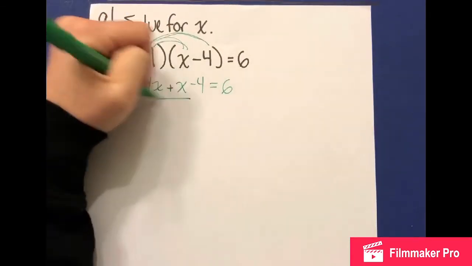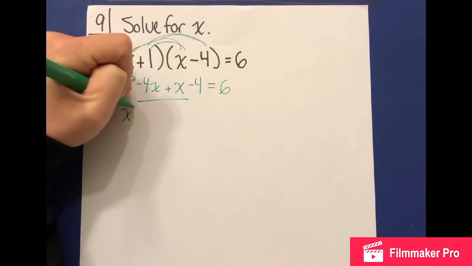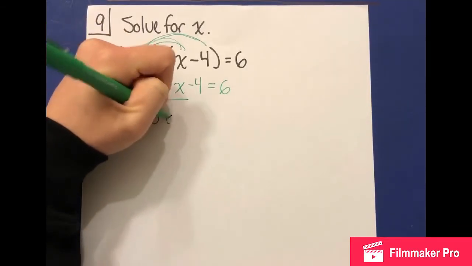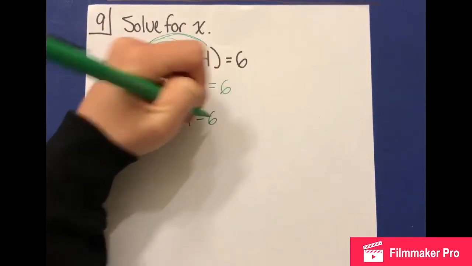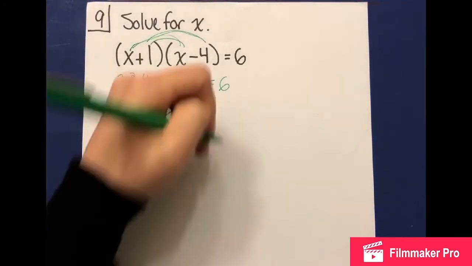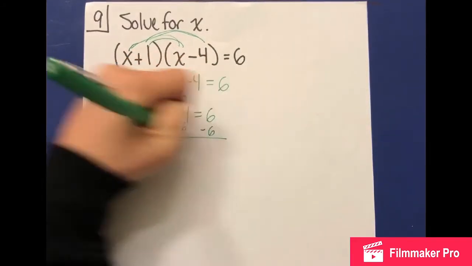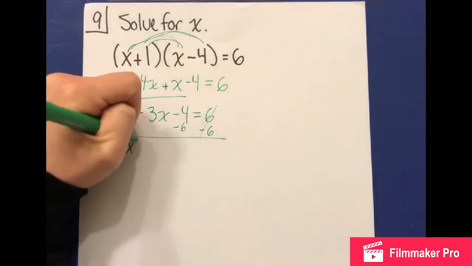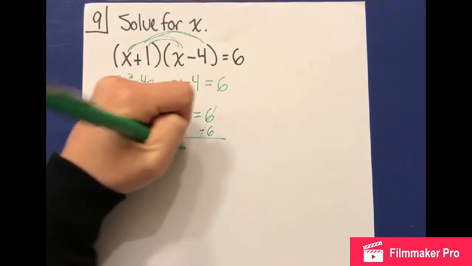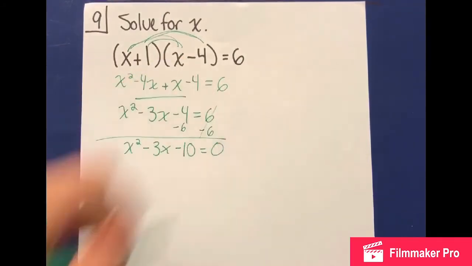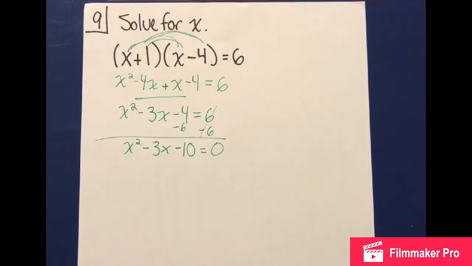Now, let's combine our like terms. I get x squared minus 3x minus 4 equals 6. And simply subtract that 6 to the other side. So I get x squared minus 3x minus 10 equals 0. At this point, I can now factor this out.